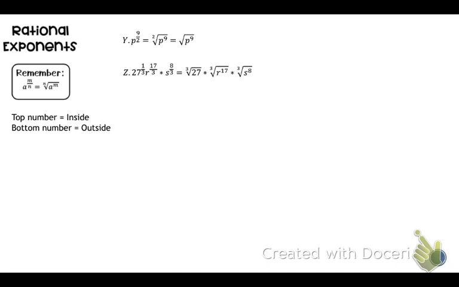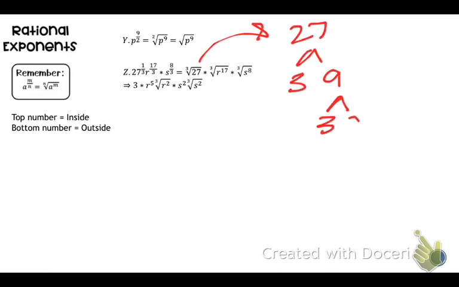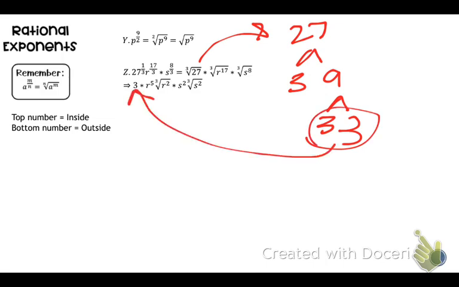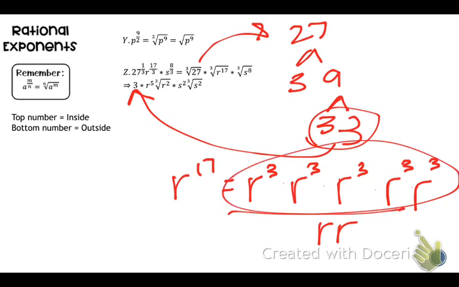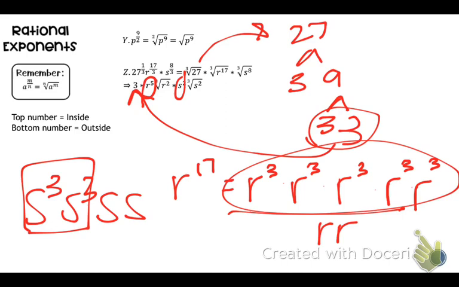We can break this down further. So the 27, if you take the cube root of 27, 27 is the same as 3 times 9, which is 3 times 3, which is where that 3 comes from. R to the 17th can be broken into r cubed times r cubed times r cubed, 3, 6, 9, 12, 15, 16, 17. Okay, so we have 1, 2, 3, 4, 5 r cubes there, so this is where the r to the 5th comes from. And then our s to the 8th can be broken into s cubed, and then s times s. That's where those two come from right there.